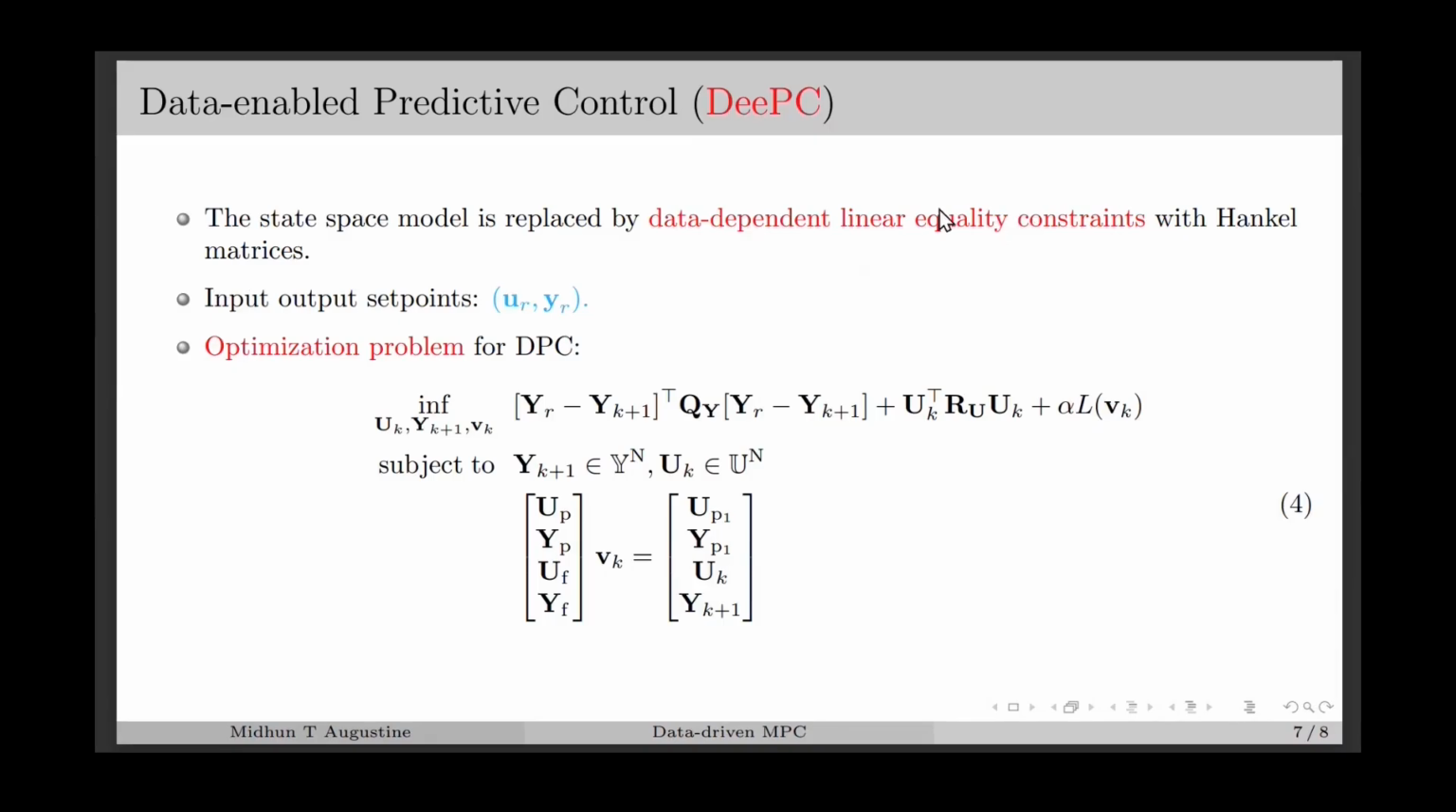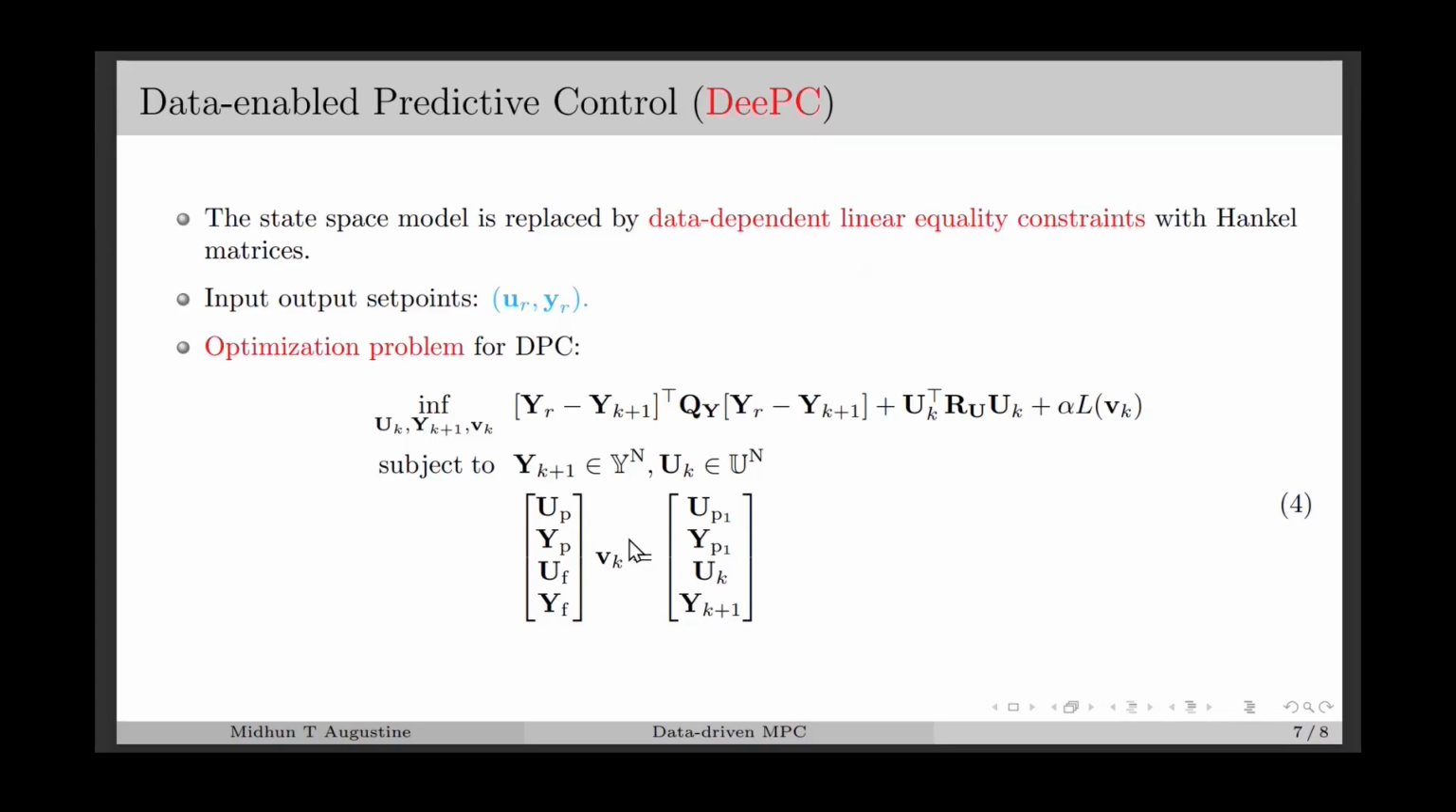Now in DeePC, the fundamental lemma is used to construct the equality constraint in the MPC. In other words, the optimal control sequence and the corresponding predicted output sequence should satisfy the fundamental lemma equation. Here we will be using the input and output reference values, which are denoted by UR and YR, which will be used to define the cost function for MPC. This leads to the optimization problem for DeePC as in equation number 4, where the control sequence UK and the solution vector to the fundamental lemma equation, which is the vector VK, become the decision variables.